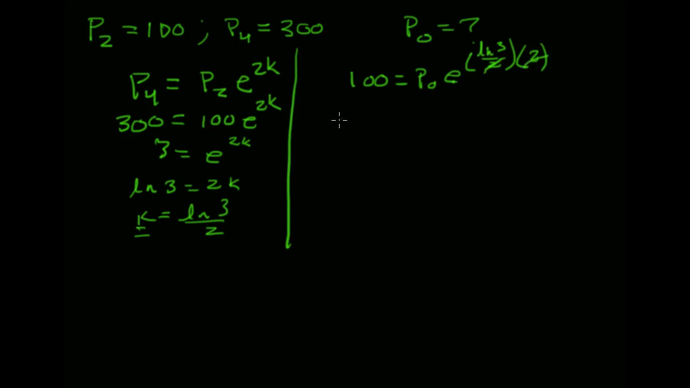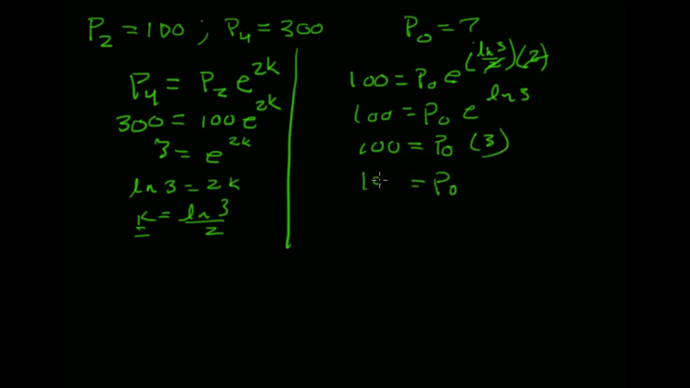The 2's cancel. So 100 is the initial value times e to the natural log of 3. Well, that's nice, because 100 is now the initial value times 3. So the initial value is 100 over 3, which is like 33 1/3. Best guess, since I can't have 1/3 of a fruit fly, is that the initial value is approximately 33 fruit flies.